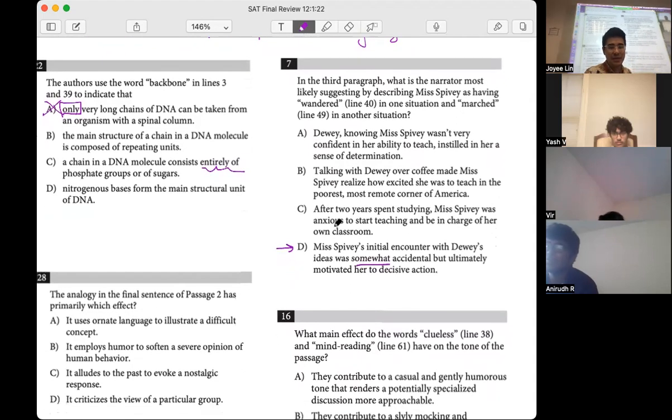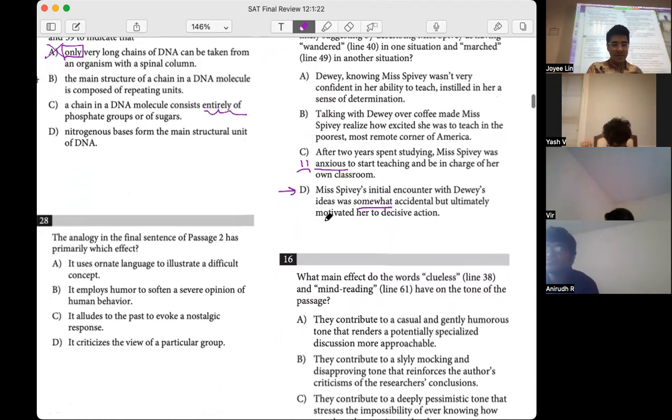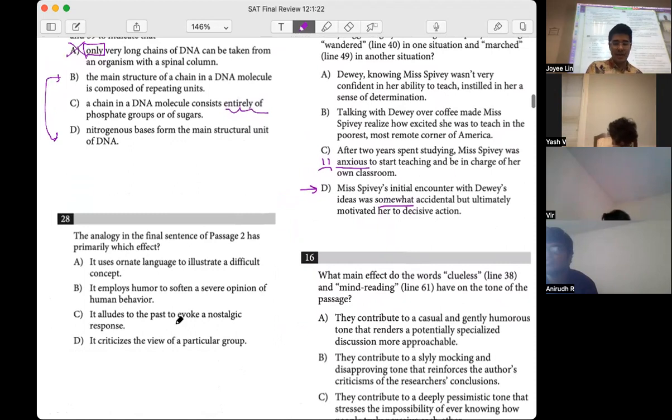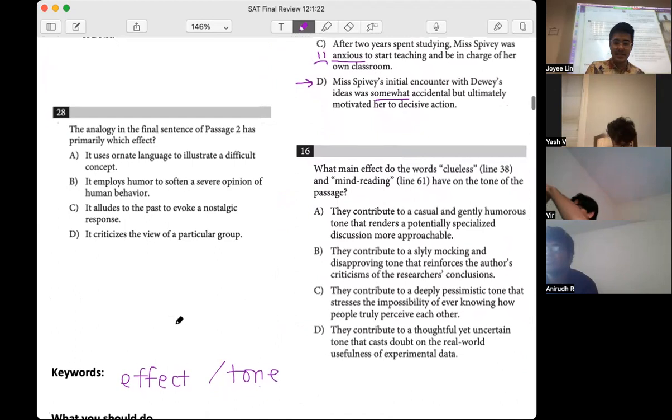Oh, I see a bad word in C, right? Anxious. Don't know about that one. Do not overuse the word anxious, please. 28's really hard to answer without the passage. But what about 16?